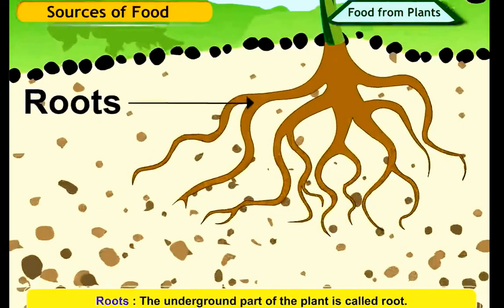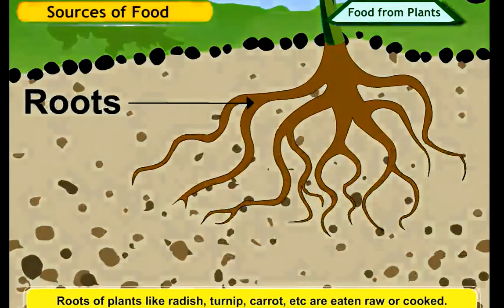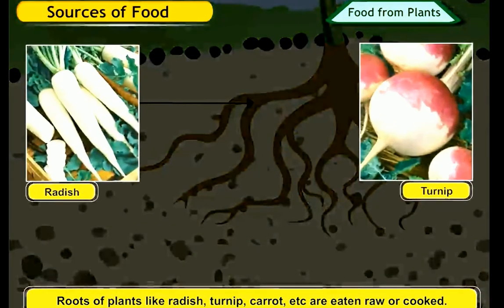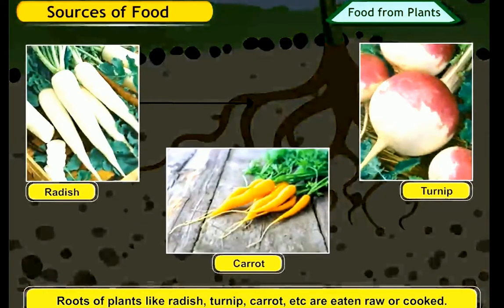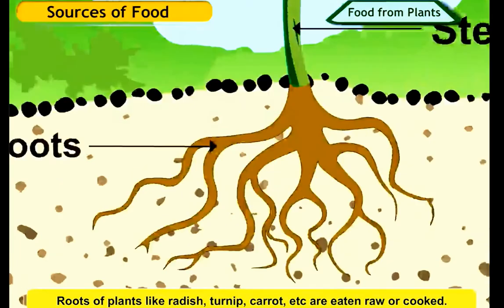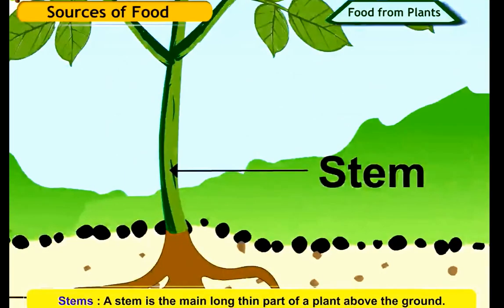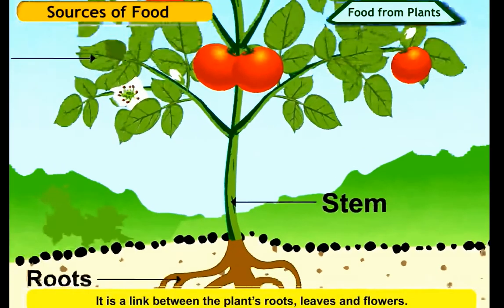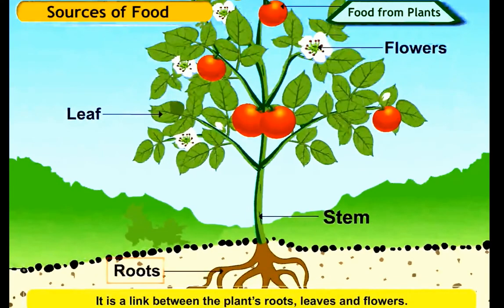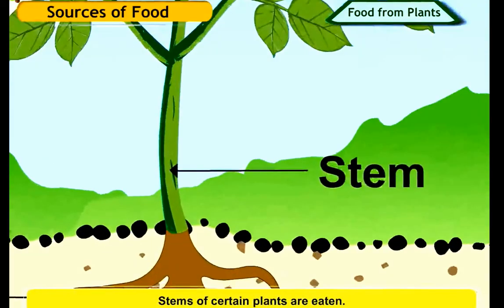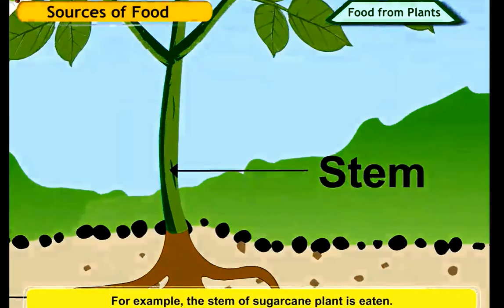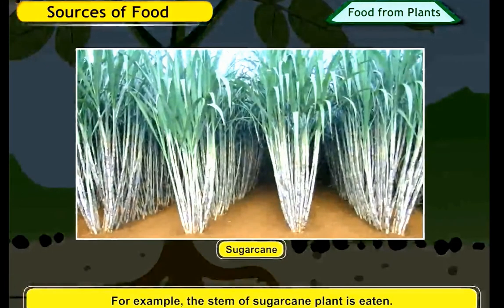Roots. The underground part of the plant is called root. Roots of plants like radish, turnip, carrot, etc. are eaten raw or cooked. Stems. A stem is the main, long, thin part of a plant above the ground. It is a link between the plant's roots, leaves, and flowers. Stems of certain plants are eaten. For example, the stem of sugarcane plant is eaten.